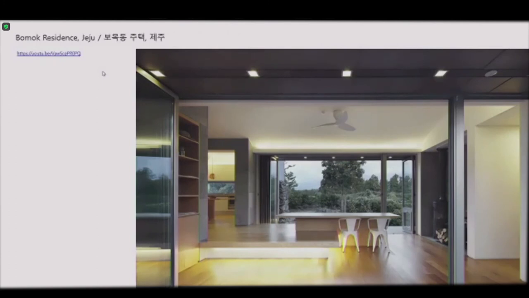This is a small house that we designed in Jeju Island. We have a video, but because of time limit, I'm not going to show it. But again, this house is also based on the concept of having a very flexible envelope. So the doors can be completely open. And luckily we have mosquito net. So the interior and exterior of the house can be very beautifully integrated.